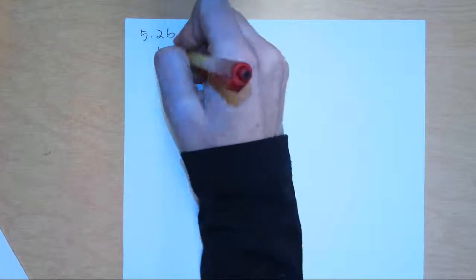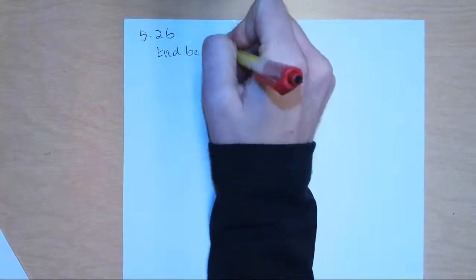Okay, that looks like 5.2b, but it's not. 5.2b. Here we are. We're going to talk about end behavior.